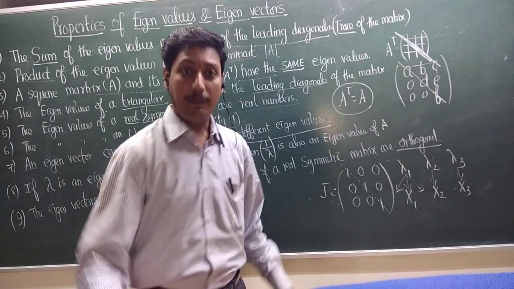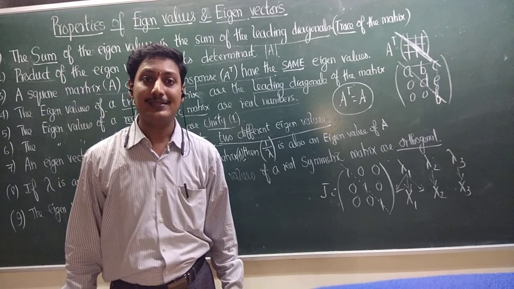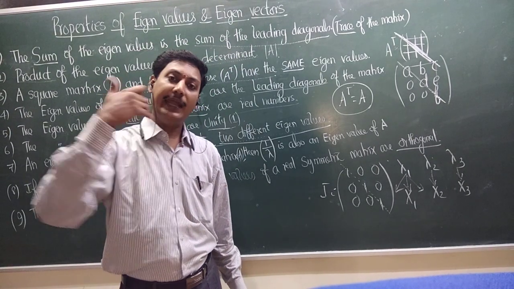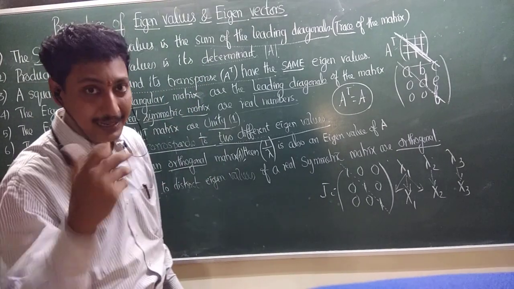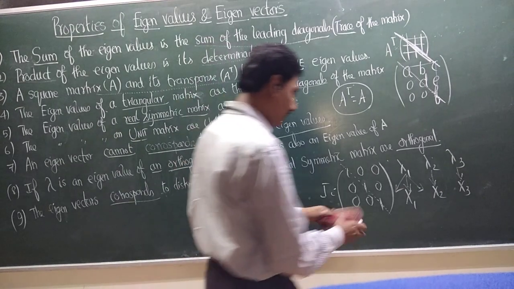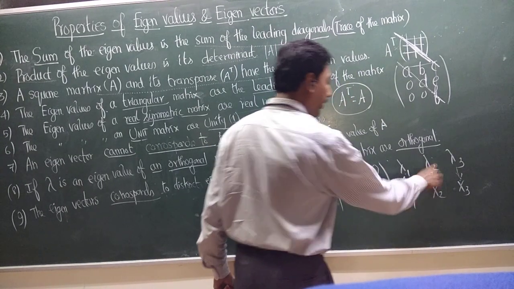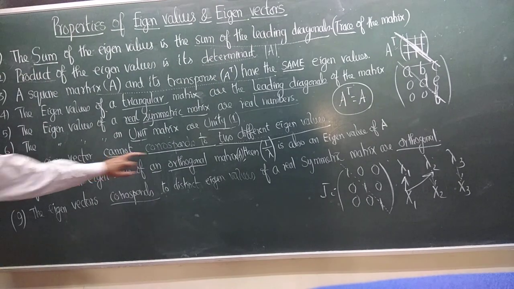Even though this lambda 1 may have more than one eigenvector, it may generate more than one eigenvector once the system of equations is identical. We assume x1, x2, x3 are not zero. It will generate more than one eigenvector. But the reverse is not possible. Suppose this is the eigenvector, it cannot correspond to two different eigenvalues. The reverse is not possible.